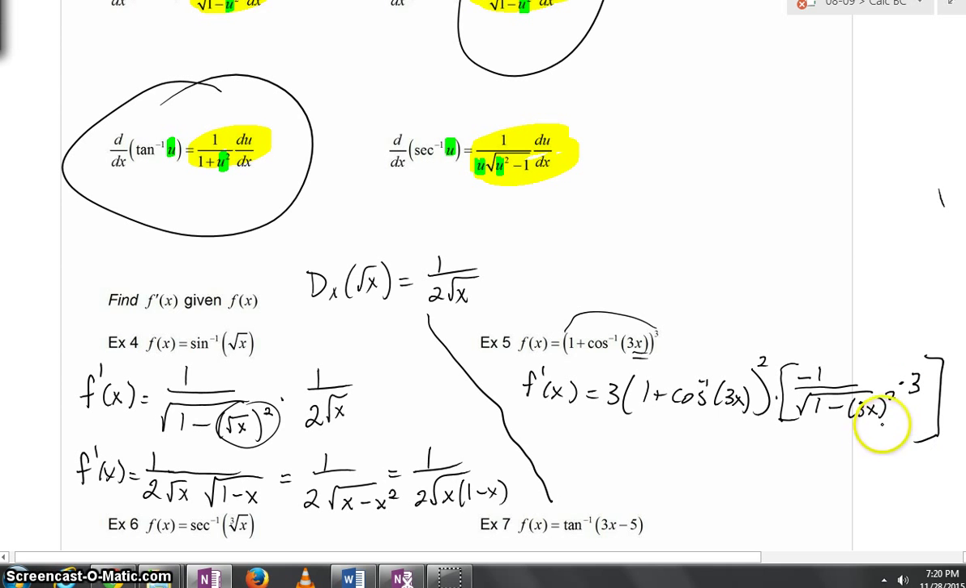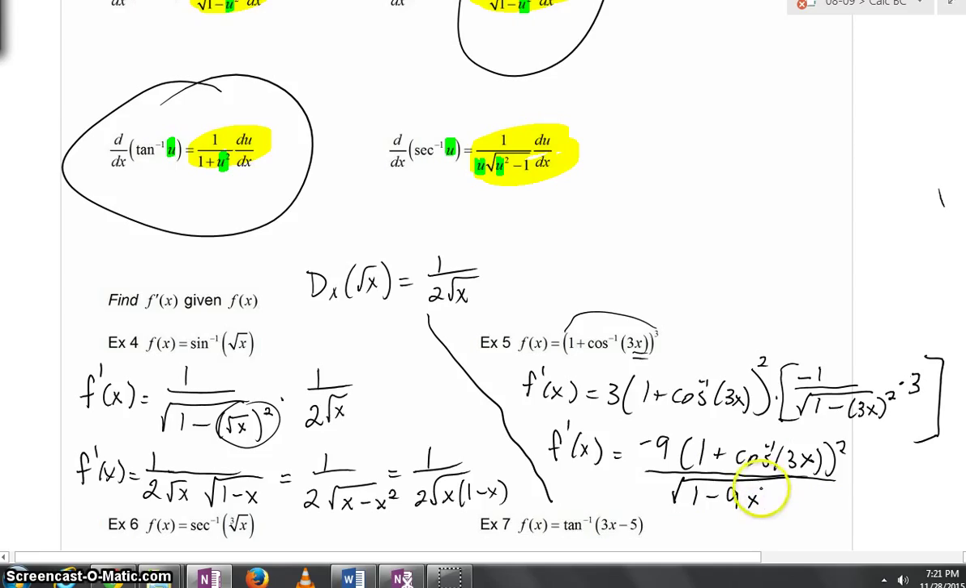And just cleaning this up a little bit, I hope you'll notice we have a 3 and another 3. That would multiply to a 9. We also have a negative, so I'm going to have a -9. Then I'll have my 1 plus inverse cosine of 3x, whole thing squared. And down below, you could square on the inside of this radical if you'd like. 3x quantity squared actually becomes a 9x squared. And that's how we do a problem like example 5.